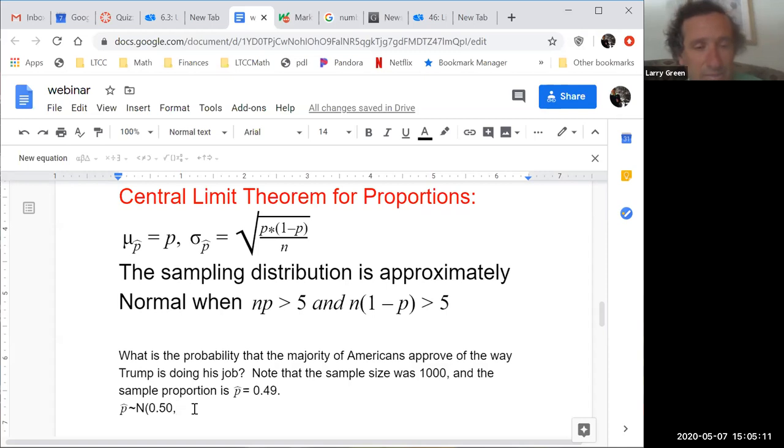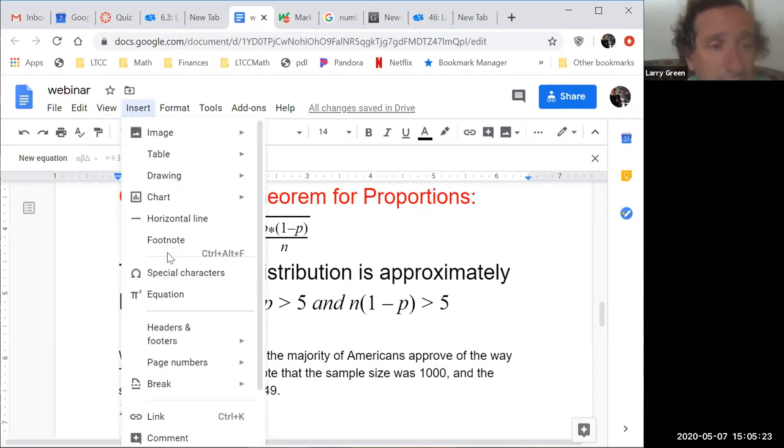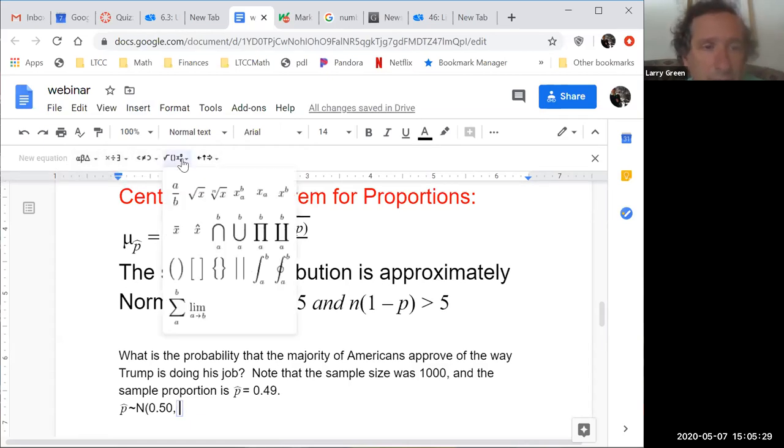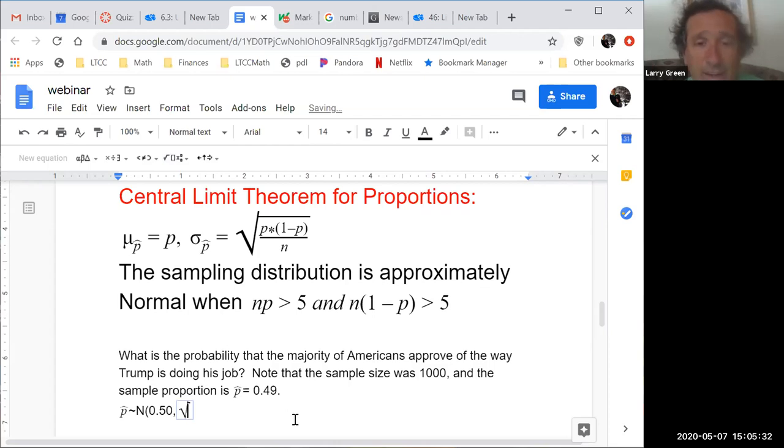Okay, so 0.5 is our mean. Our sigma sub p hat is going to be the square root, and our p now is going to be 0.5. That's the majority. And I'm going to write it out, even though I could do this in my head: 1 minus 0.5, you probably could do that also, divided by our sample size, which is 1,000.